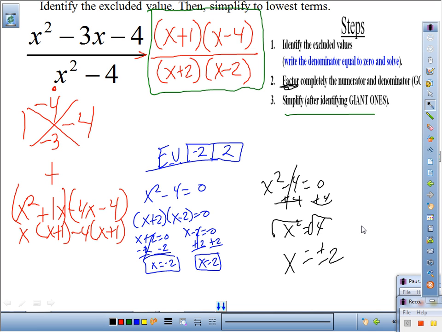All right, show me with your fingers how comfortable you are with these. Okay, so we're done with simplification and excluded values. Let's crank it up about 5 notches, yes? All right, here we go.